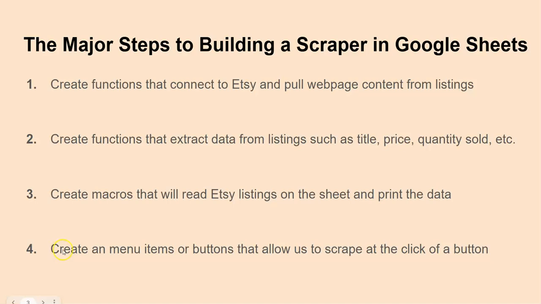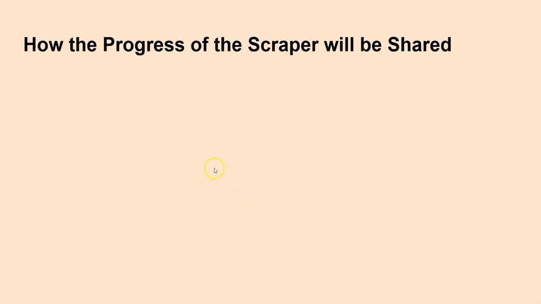Right. Step 4: create menu items or buttons that allow us to scrape at the click of a button. So here's the thing. Sure, I'll have macros that can actually read the Etsy listings on the sheet and can print data, but how am I going to run them, right? I need a menu, I need buttons, I need something to click on that makes all this stuff happen, that actually does all this stuff. All right, so these are the 4 major steps that we will have in building a scraper of any kind in Google Sheets.